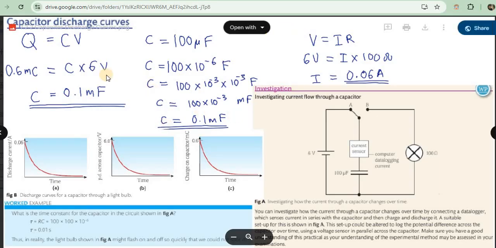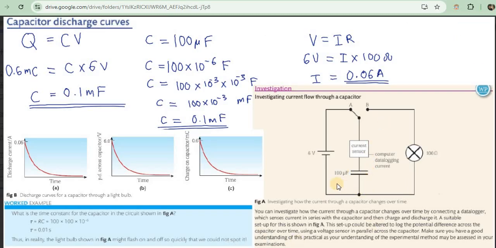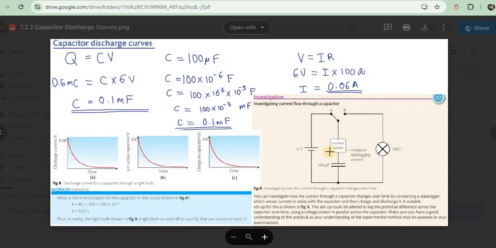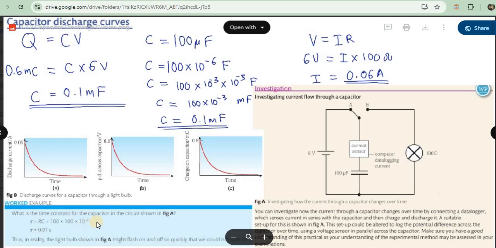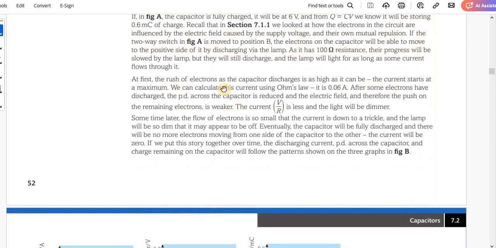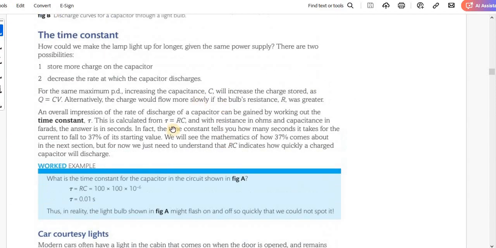Okay, so now you understand all these calculations. We went through this also from the textbook because the text there is a bit large, otherwise you will have to zoom in. So you have access to these notes. Like a worked example: what is the time constant for the capacitor in the circuit shown in figure A? Let's go through it from the textbook because the text here is a bit larger.